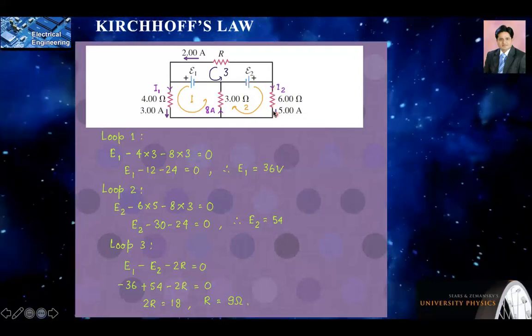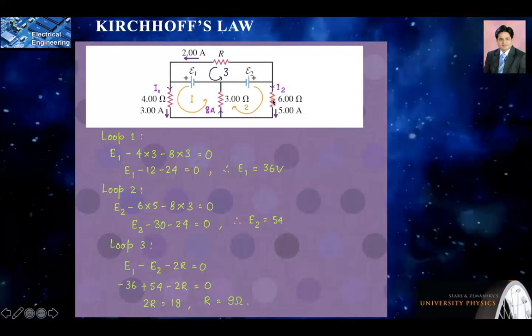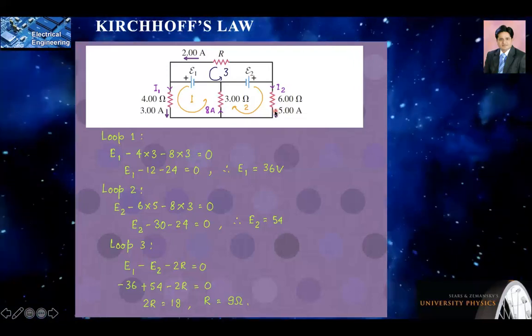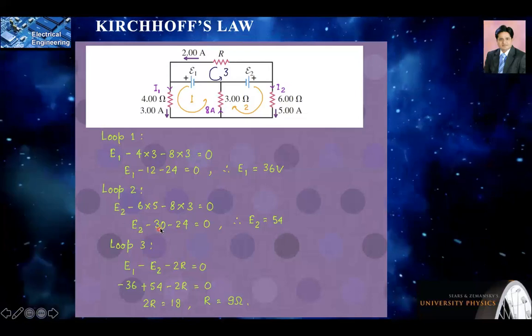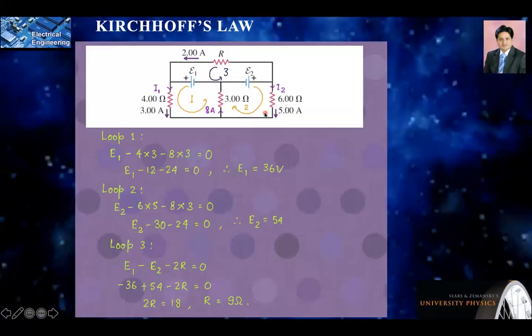I2, the current of 5 amps, is moving in this direction. So there is a voltage drop here. So you could write 6 times 5, which is 30. So E2 minus 30 minus 24, minus 8 times 3, that is 24. And that gives you E2 as 54. So you solved E1 and E2.